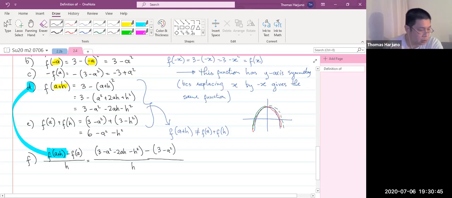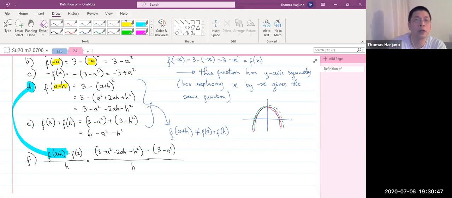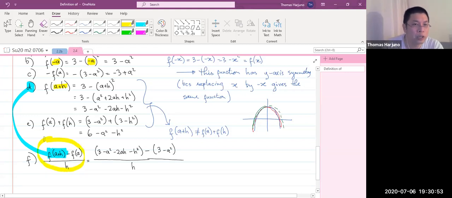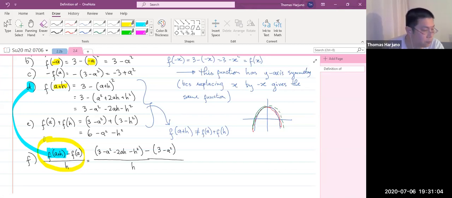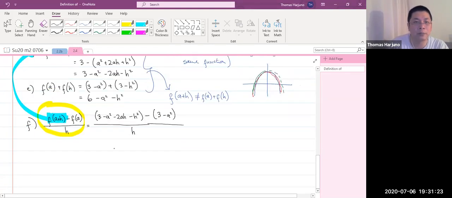This expression that we have on the left-hand side here is known to be the difference quotient of the function at a. Now, don't worry about that right now. In a couple of minutes, maybe in 15, 20 minutes from now, or maybe half an hour, we'll get into that. But that's an important expression that you will need to see in calculus. Okay, let's simplify this.